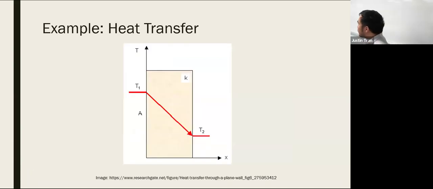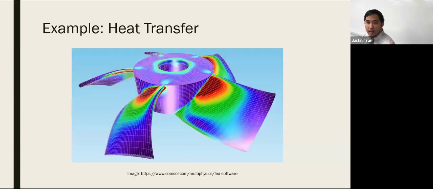The same can be done for heat transfer. So this is thermal analysis. If you have heat transfer through a wall, a simple kind of geometry like this, this is something that you can do by hand. But if you were to do something more complicated, like the thermal analysis on a turbine rotor, you would need computation to do this for you.